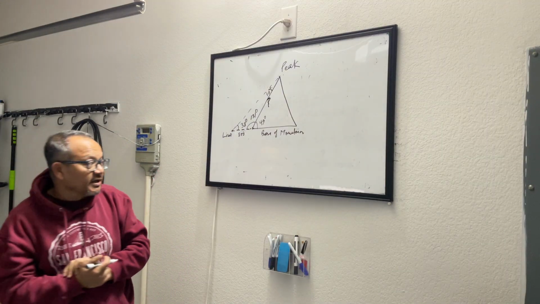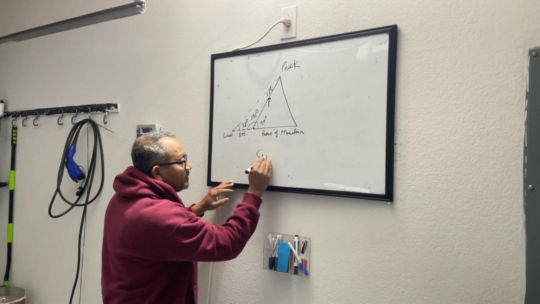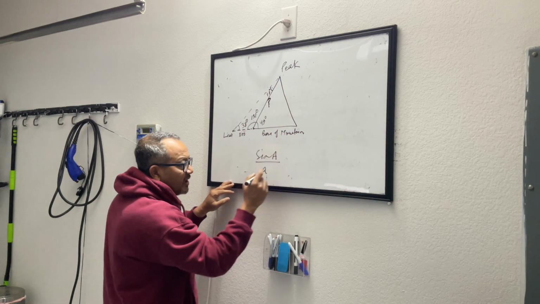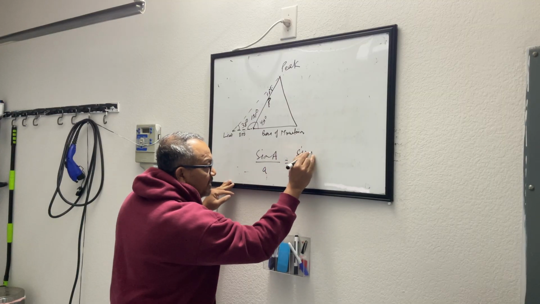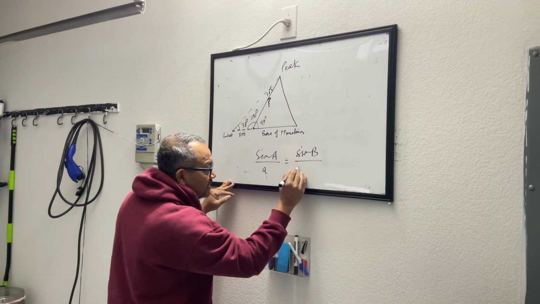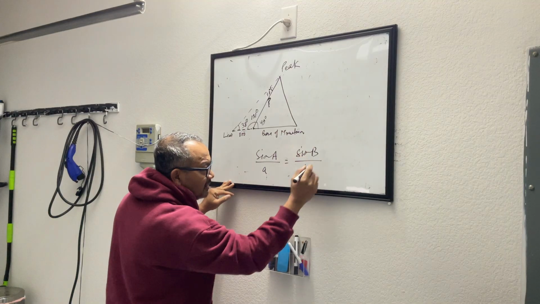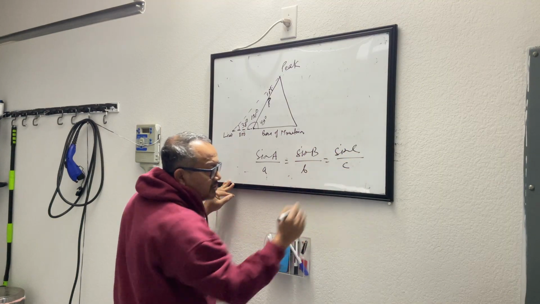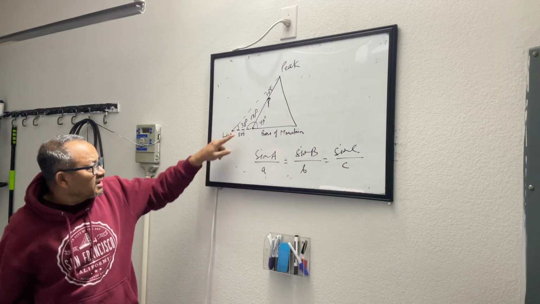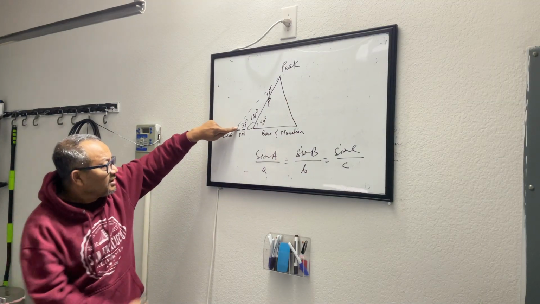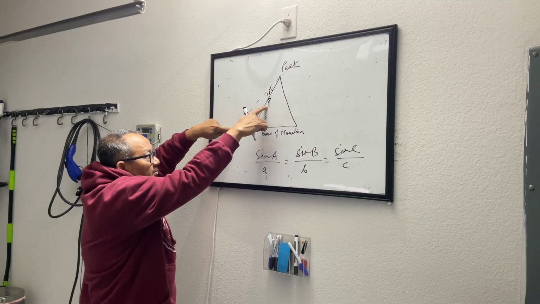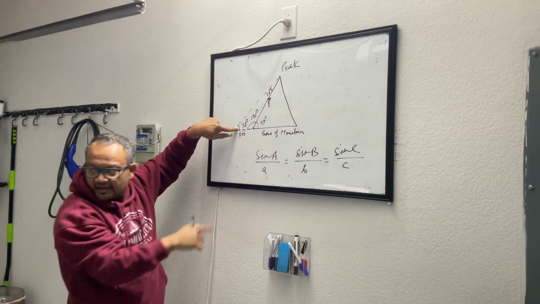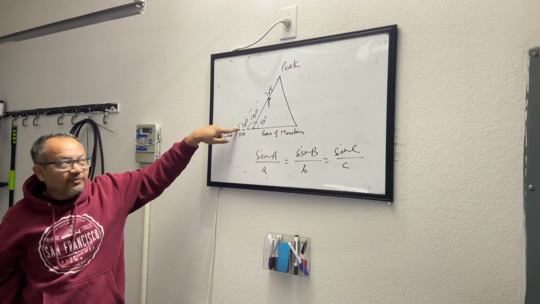What does law of sine say? Sine of A divided by the side opposite to that will be equal to sine of B divided by the side opposite to that angle, equal to sine of C divided by the side opposite to that angle. Now in this situation, you know this angle, you don't know the side opposite to that. But you know this angle and you know the side opposite to that. You can just plug in that one to find out this side.